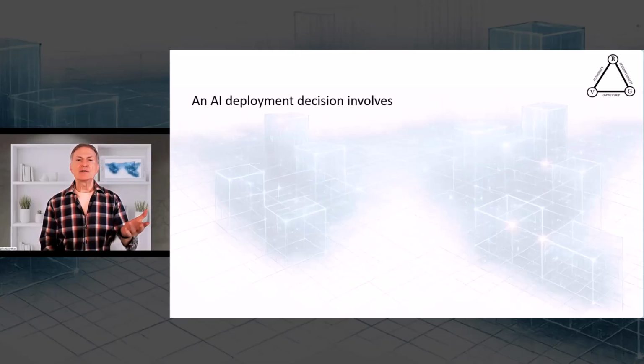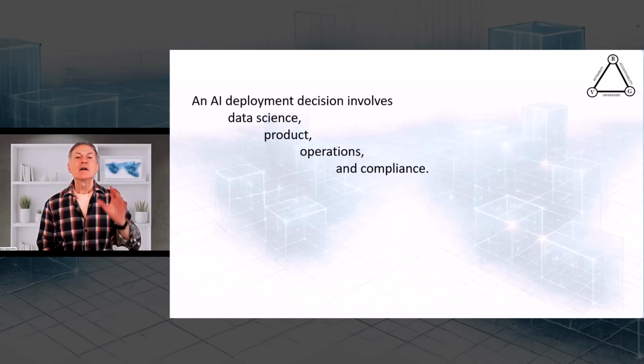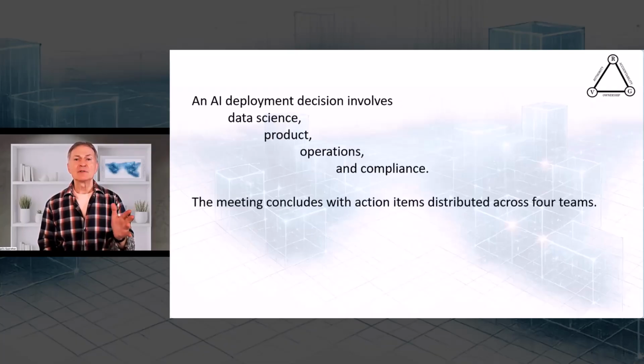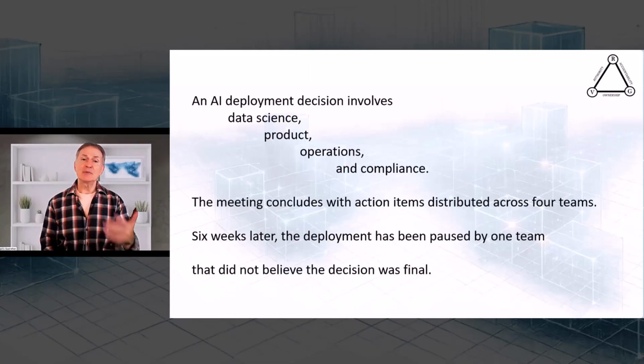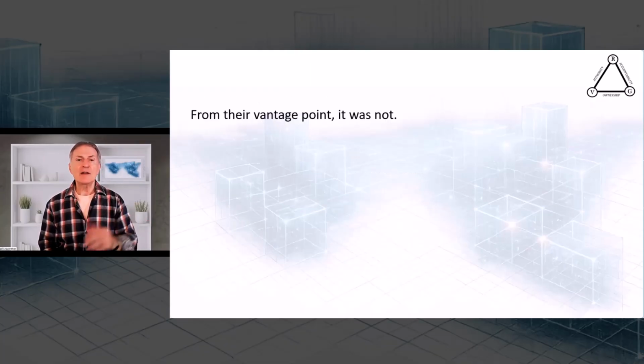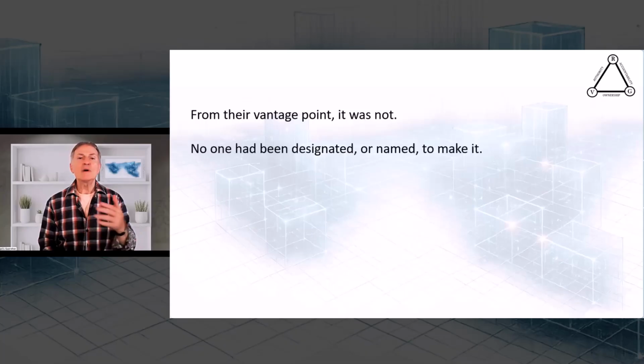An AI deployment decision involves data science, product operations, and compliance. The meeting concludes with action items distributed across 4 teams. 6 weeks later, the deployment has been paused by one team that did not believe the decision was final. From their vantage point, it was not. No one had been designated or named to make it.